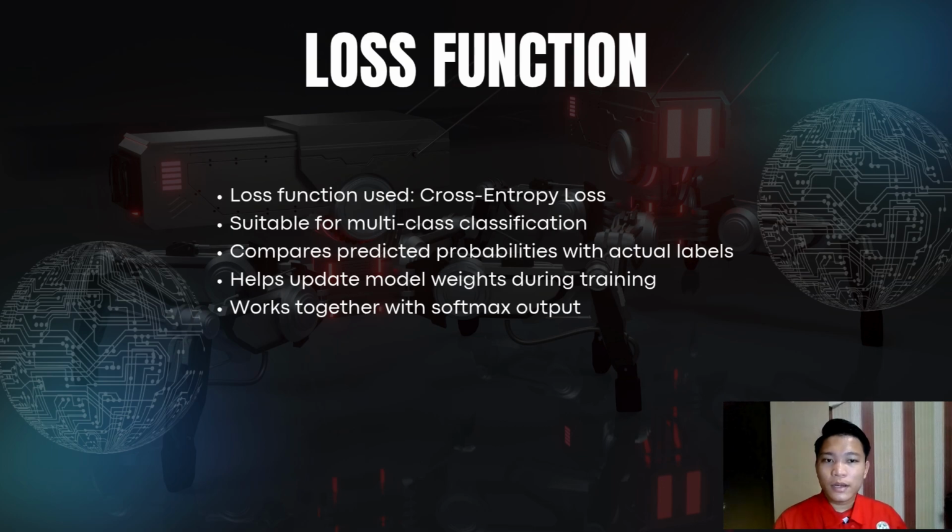As you can see in this slide, it is the loss function for my project. I will explain about the loss function. The loss function used is cross entropy loss, which is ideal for multi-class classification. It compares predicted probabilities with actual labels and updates model weights during training. Together with the softmax output, this ensures effective learning and improved accuracy.